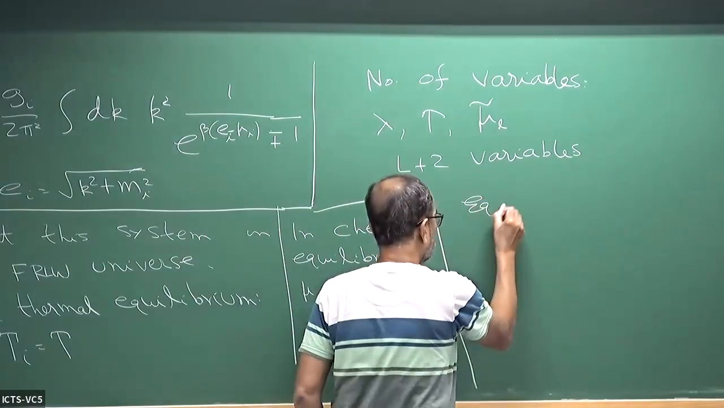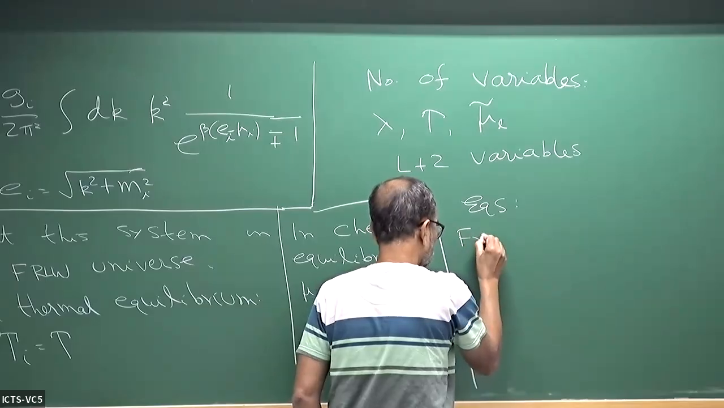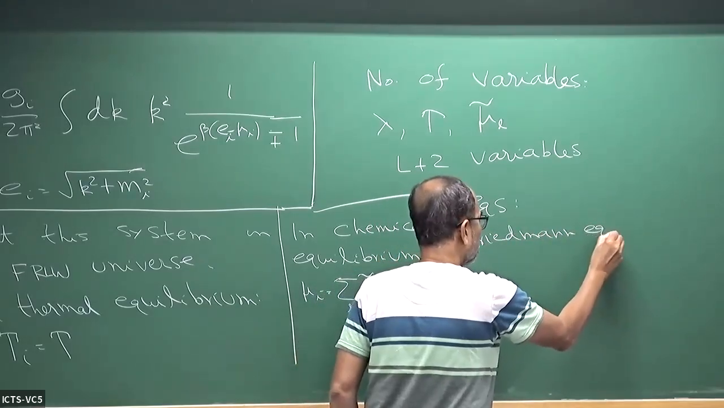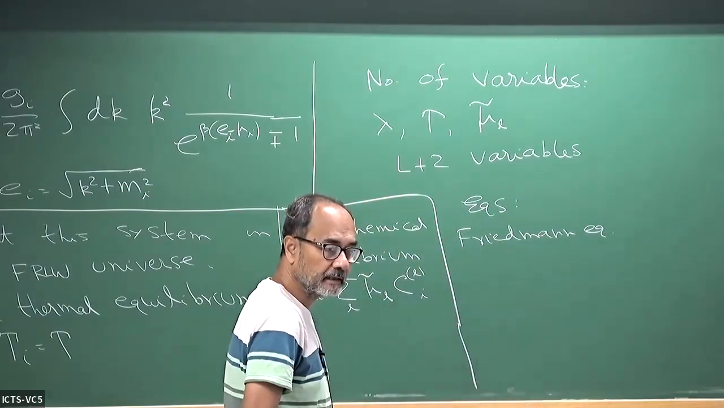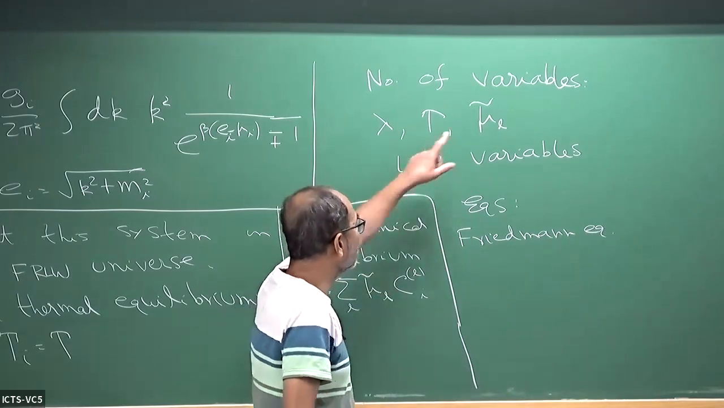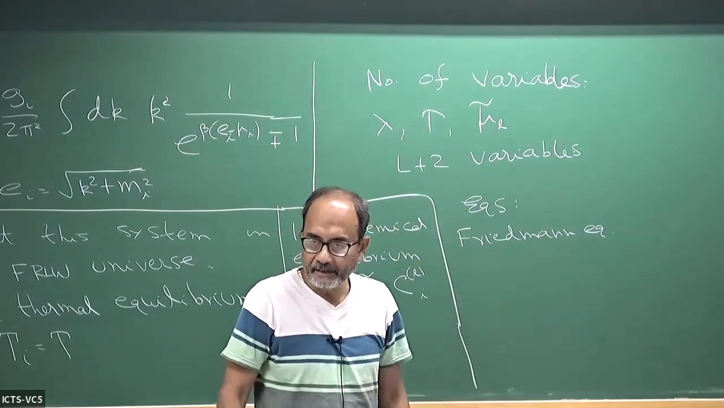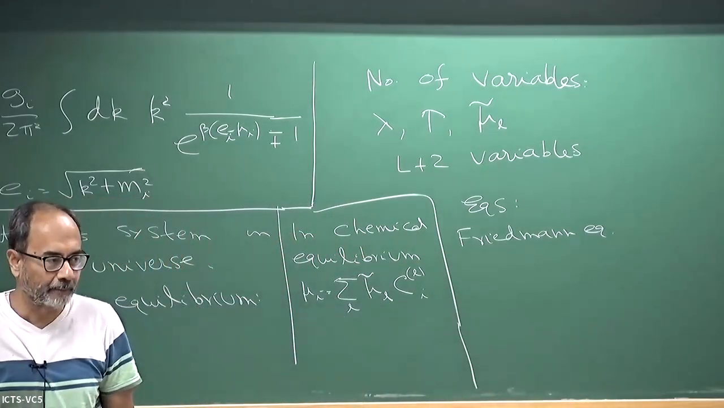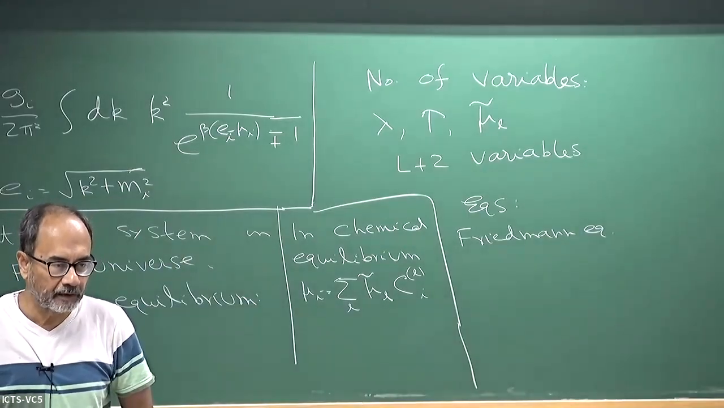Equation so far, we have got the Friedman equation. What about P and rho? Once you give mu tilde L and T, P and rho are determined, right? Two variables per species, and then we have reduced the number of variables because in thermal equilibrium there is only one T. So P and rho are not independent variables.